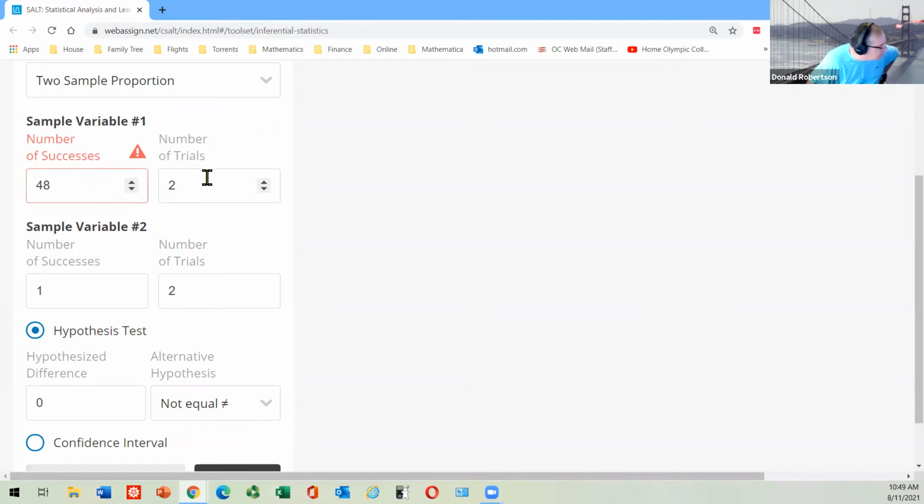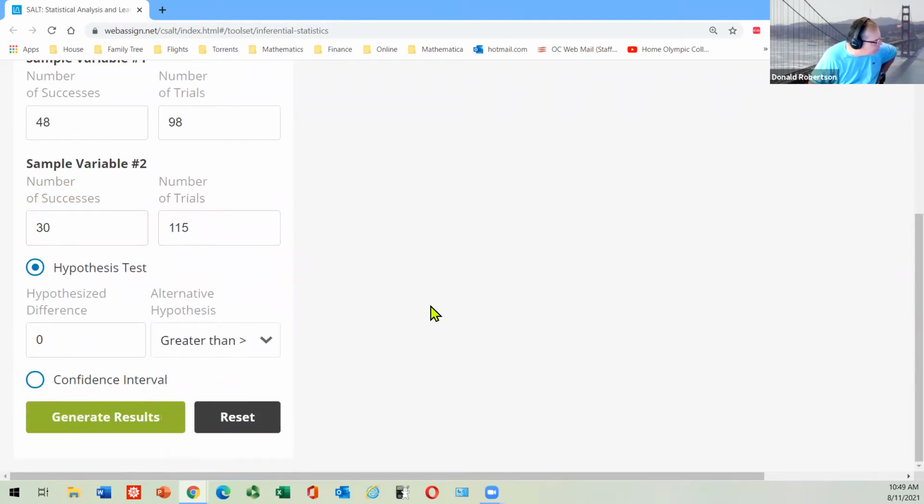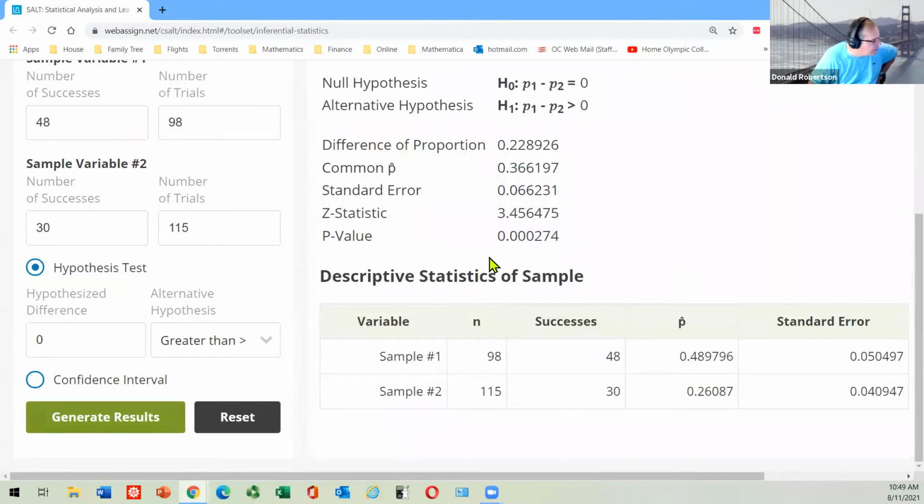48 out of 98. And for the taller people, it was 30 out of 115. And we want to prove that small people get bullied more than big. There's our guy. That is a tiny p-value, would you agree? And so that is definitely going to be statistically significant.